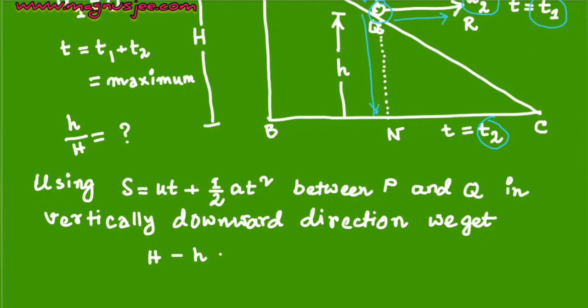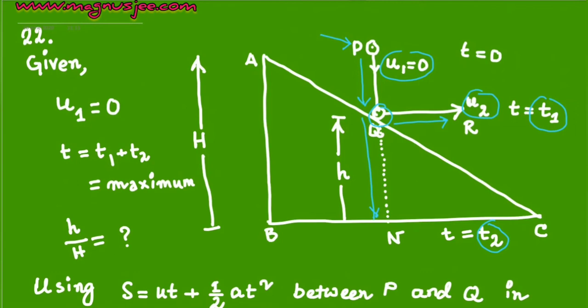H minus h equals initial vertical velocity U1 times T1 plus half, in place of acceleration a we write plus g because the body moves downwards, that's why we consider plus g, not minus g, into T1 square. From the point P, the body starts to fall with initial velocity U1, and the distance of the point Q from P is H minus h. This is the distance the body travels from the point P to Q with initial velocity U1 equal to 0.